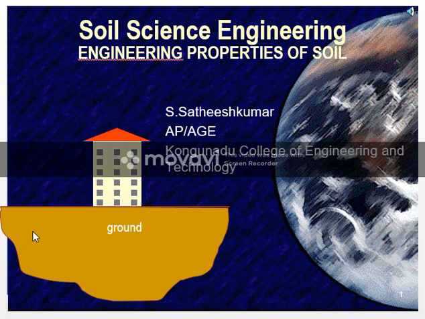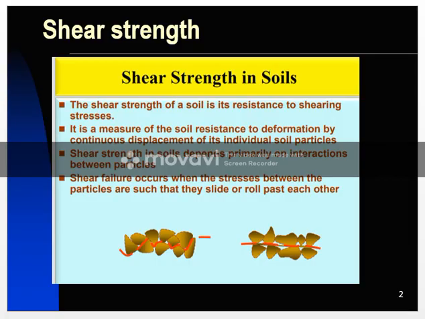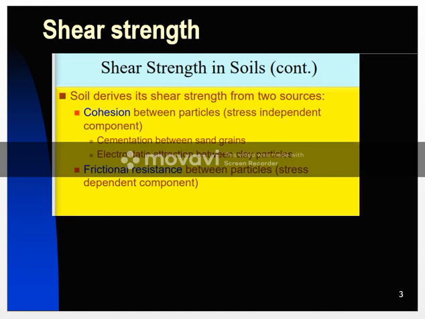This fourth lecture will discuss the engineering properties of soil. While discussing engineering properties of soil, shear strength is a very important parameter. The shear strength of a soil is its resistance to shearing stress. Shear strength in soil depends primarily on the interaction between the particles.